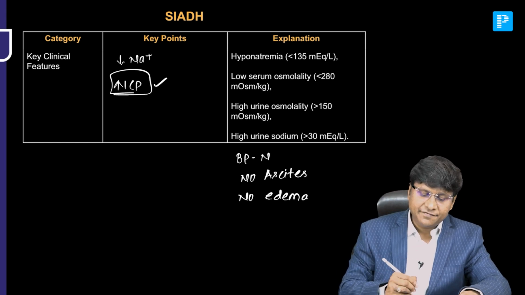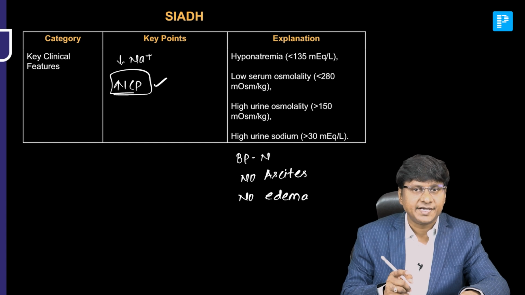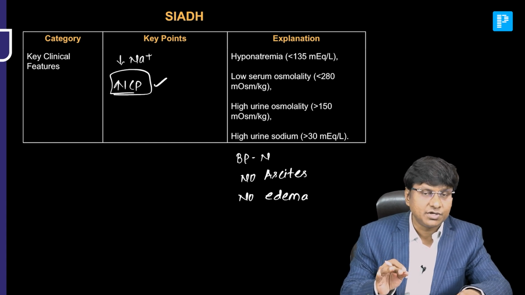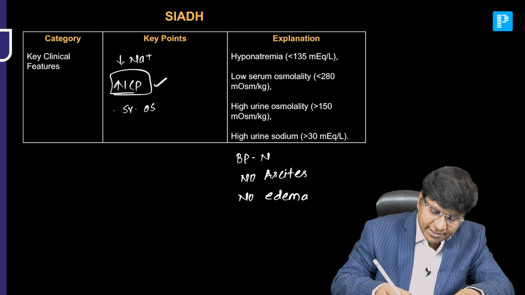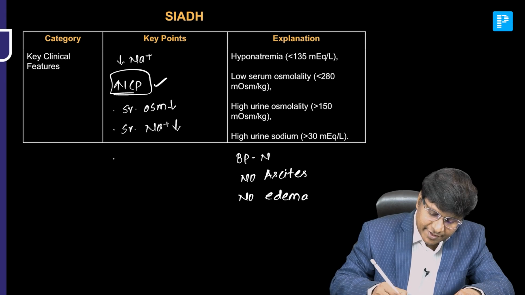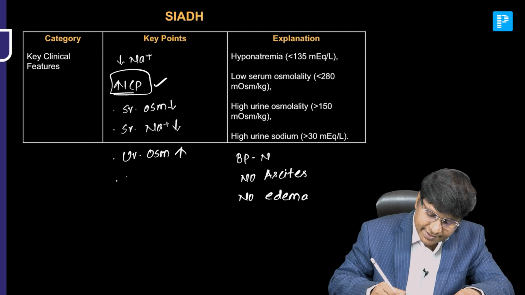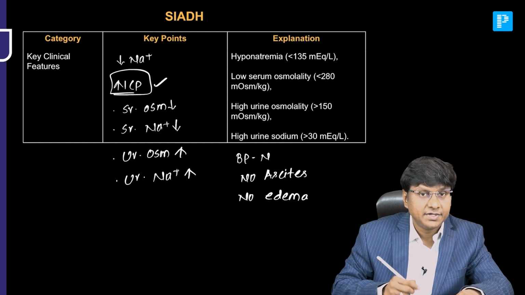So these will be the key features that you will have in patients with SIADH, and these features are mainly because of the hyponatremia. And what will happen to the serum osmolality? The serum osmolality is reduced. And what will happen to the serum sodium? The serum sodium will be reduced. And what will happen to the urine osmolality? Urine osmolality is increased. And what will happen to the urine sodium? The urine sodium is increased, right?